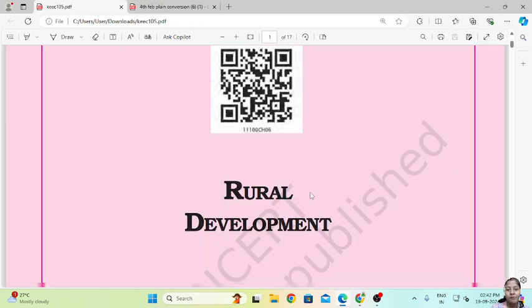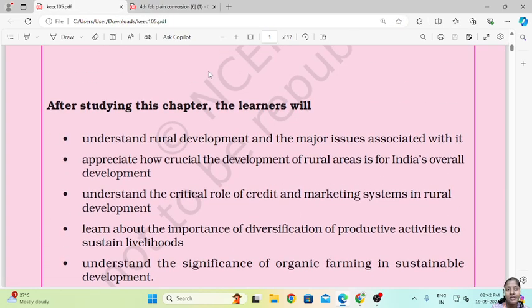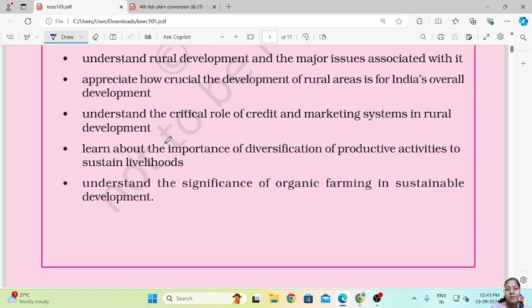Okay, so in this chapter we'll understand the major issues associated with rural development, and we'll also learn why the development of rural areas is important. Then we'll be learning about the critical role of credit and marketing systems in rural development. Also, we'll learn about the importance of diversification of productive activities to sustain livelihoods. We'll also understand the significance of organic farming in sustainable development.